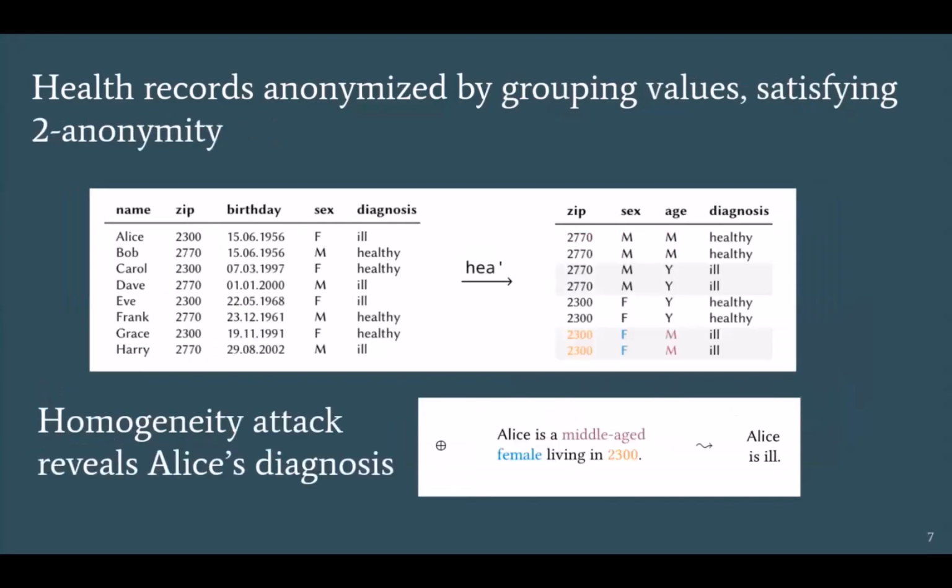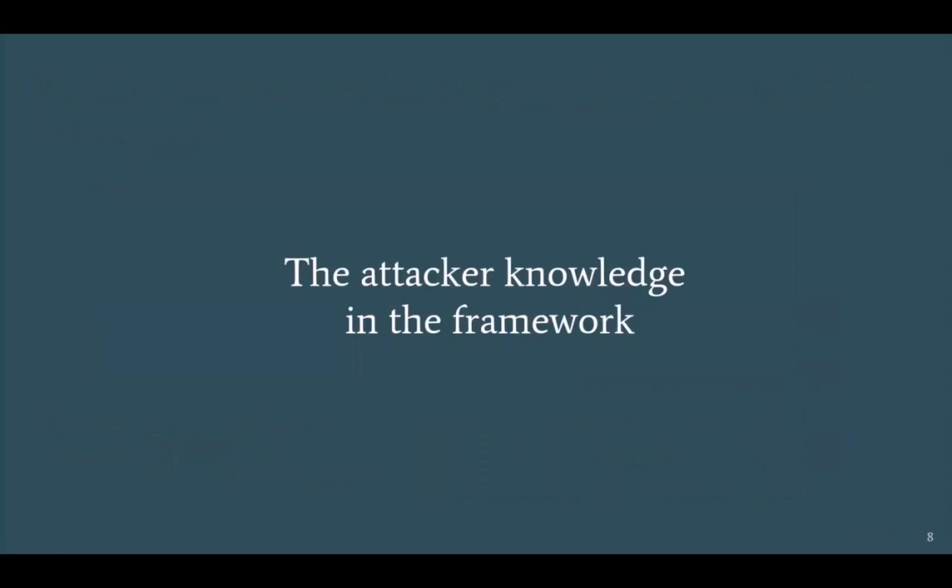Another example is the homogeneity attack. Here, birthdays are replaced with age group as anonymisation. The attacker, though, knows that Alice is in the records, being a middle-aged woman in zip code 2300. Here, all records matching these constraints are the same. Therefore, the attacker can learn that Alice is still in the figure.